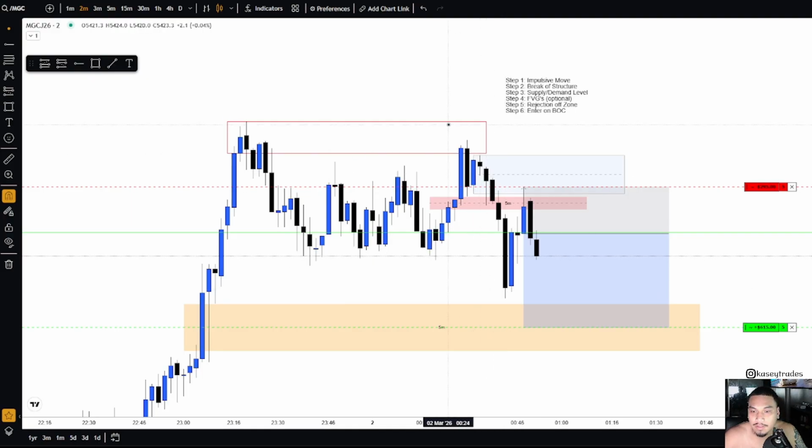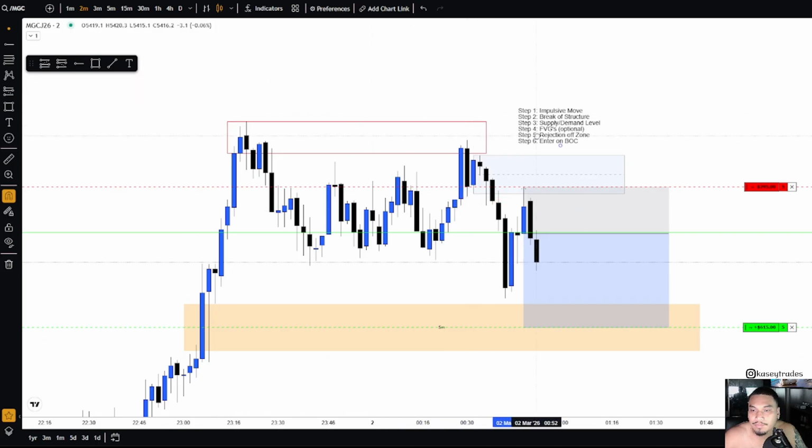So after seeing that, I saw this impulsive move down right here. Let me delete all this stuff. So after seeing this double top along with this impulsive move, I looked carefully at this impulsive move to see if we broke structure, and we clearly did. We can see it breaks the structure right here at this level.